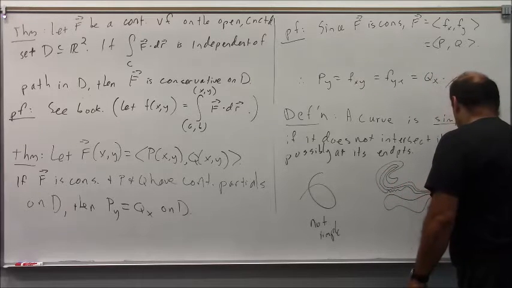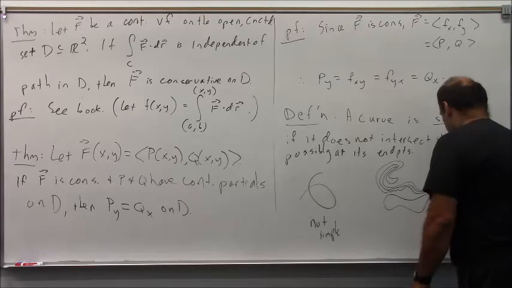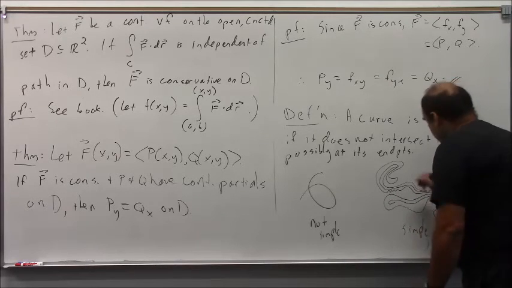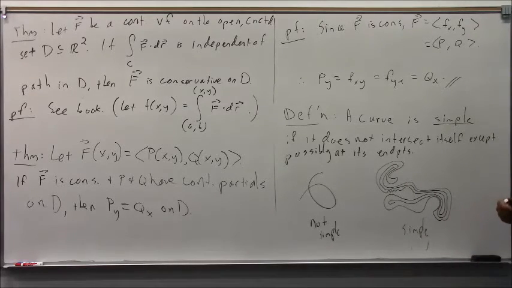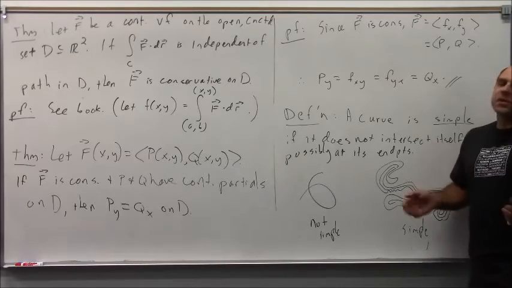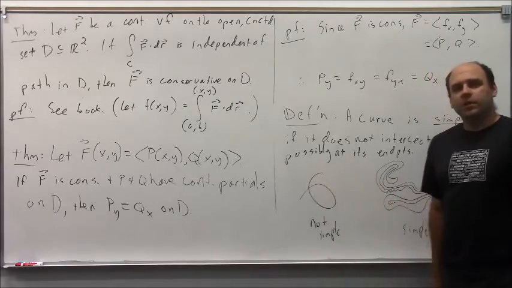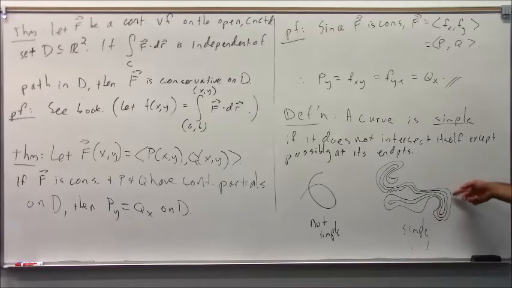I like drawing these. This curve, careful, is simple. These don't actually meet here. That curve is simple. So simple is a technical property, right? It says that the curve can't intersect itself, except it could meet up at the endpoints, that's okay. But it can't cross over itself in the middle. Okay? So it doesn't mean it's not complicated if it's simple. This is a complicated curve. What it means is that it doesn't intersect itself except possibly at the endpoints.